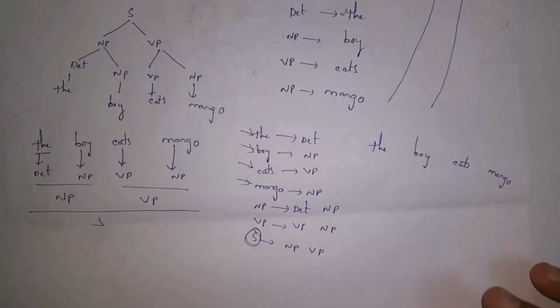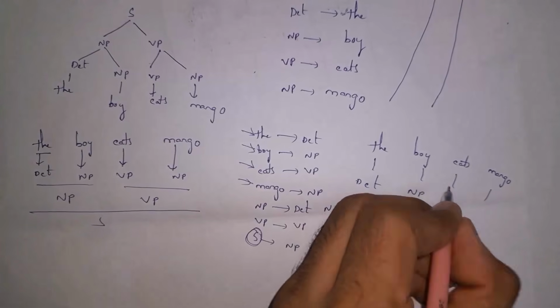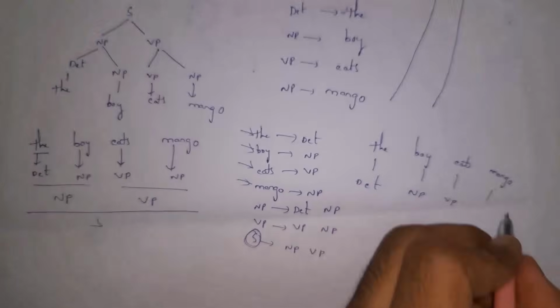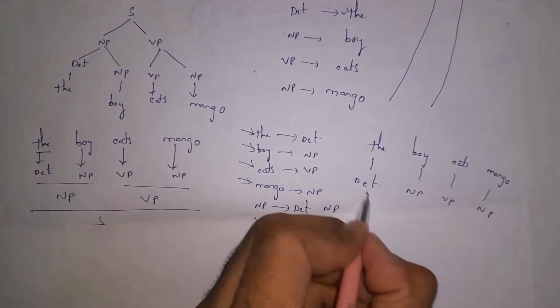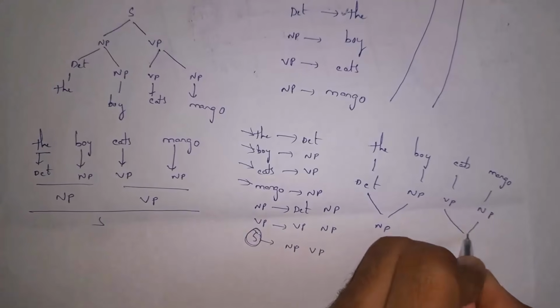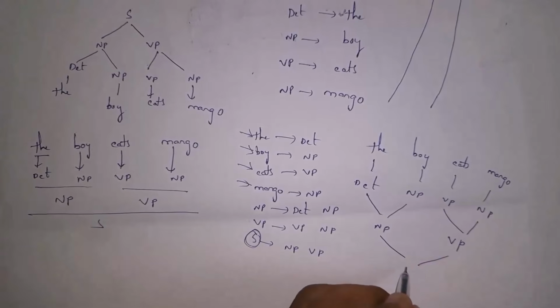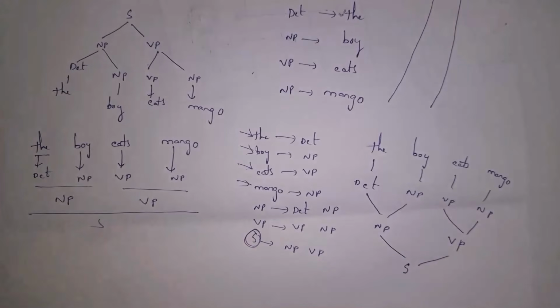This is the tree for bottom-up parsing: the, which is determinant, boy, which is noun, eats, which is verb, that is verb phrase, mango, which is noun phrase. The boy, we consider both as noun phrase, eats mango, we consider both as verb phrase, noun phrase plus verb phrase, we consider it as sentence. This is the tree for bottom-up parsing.